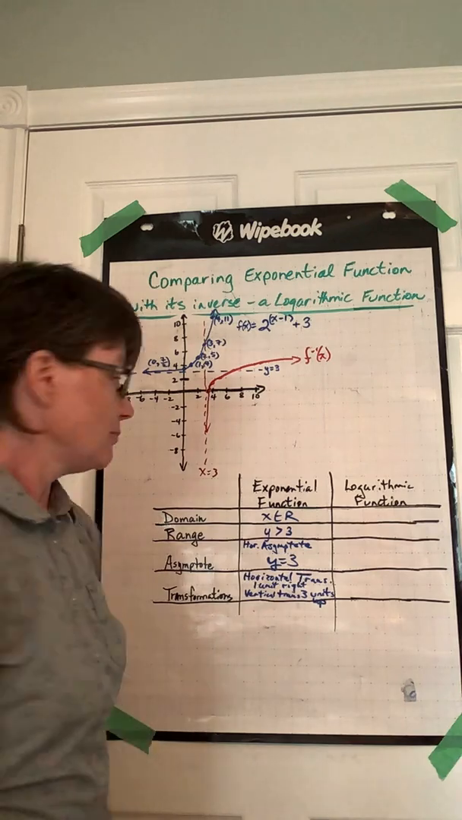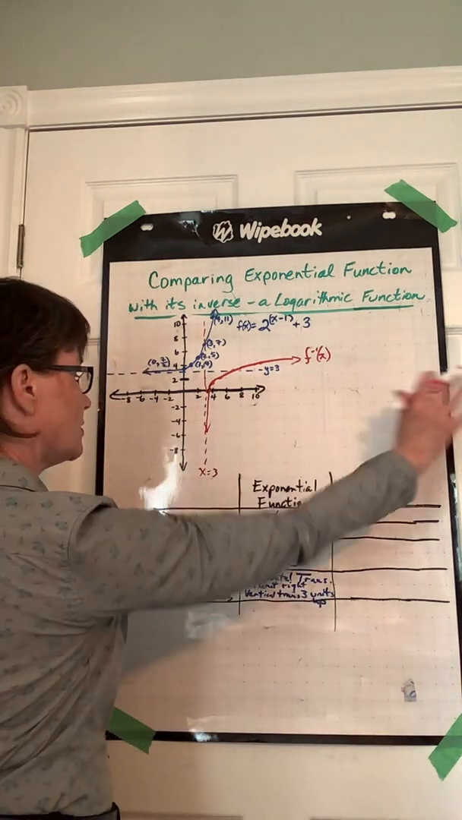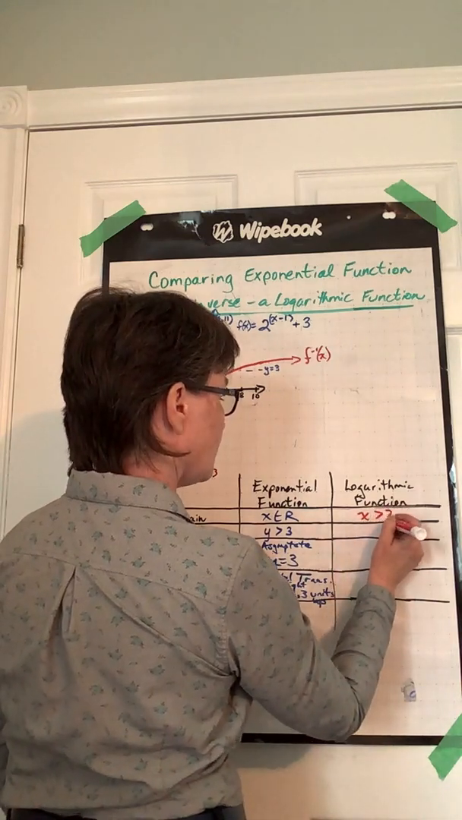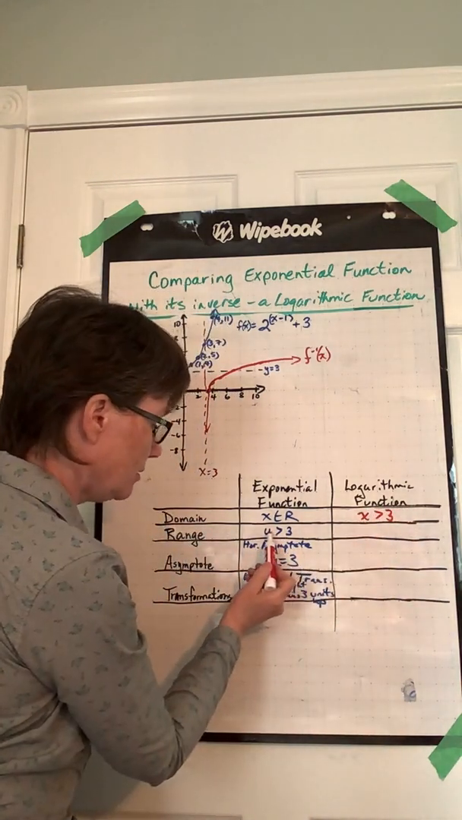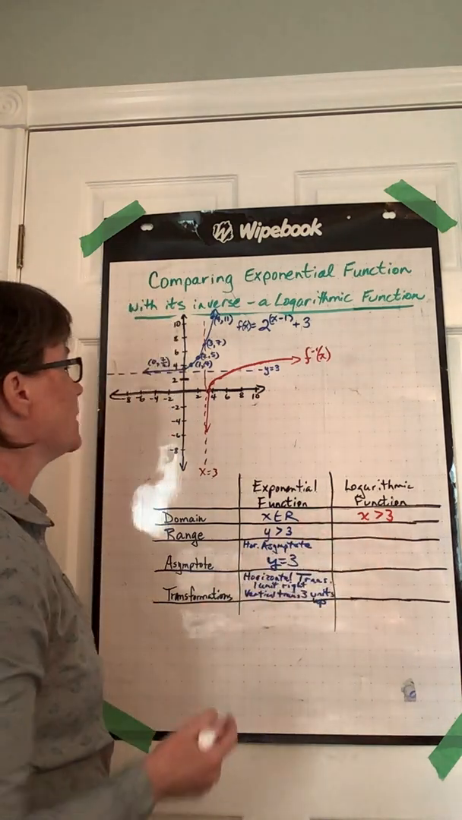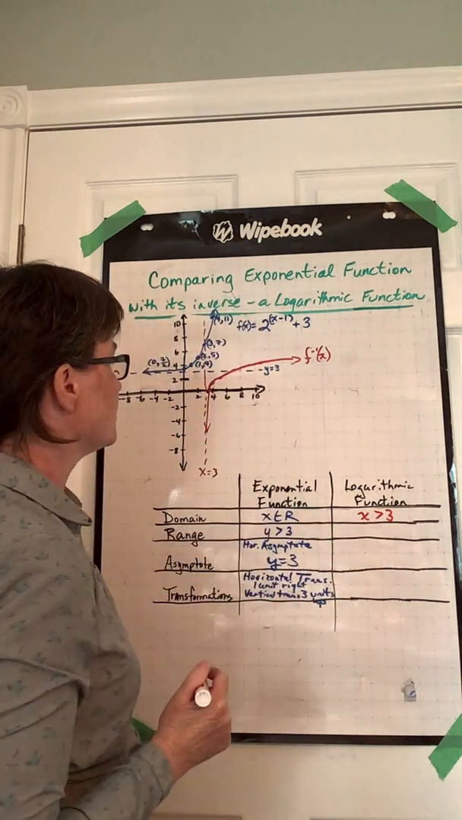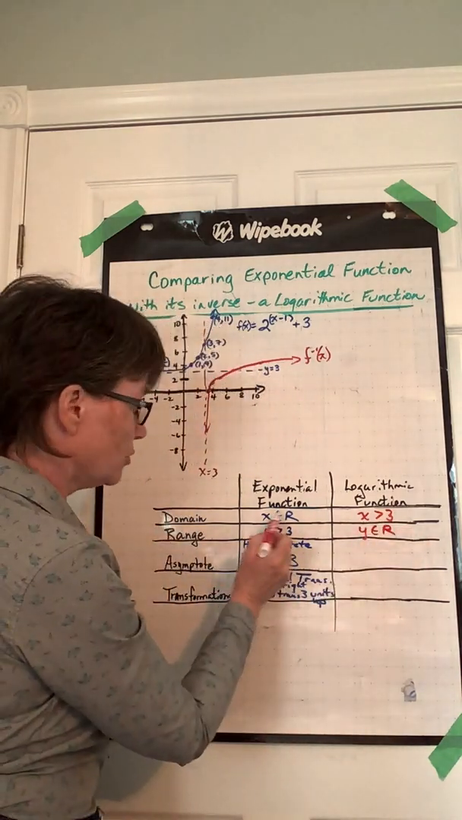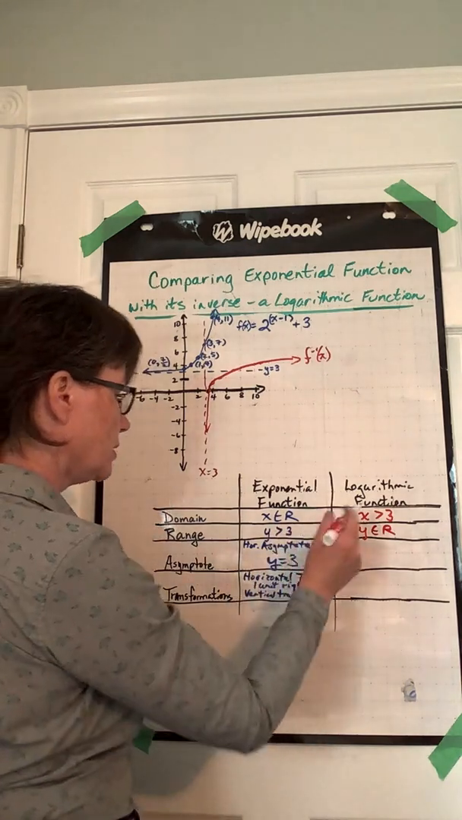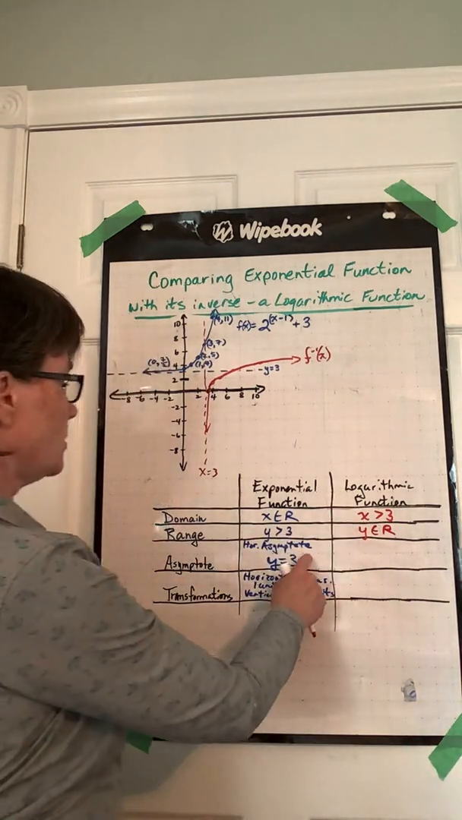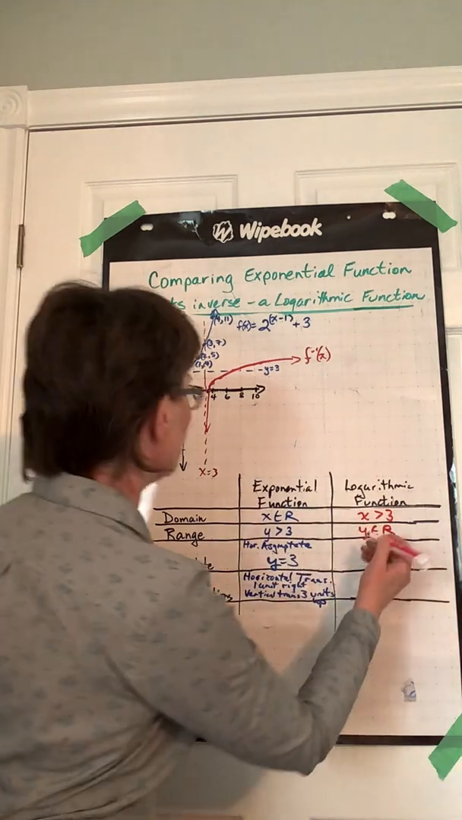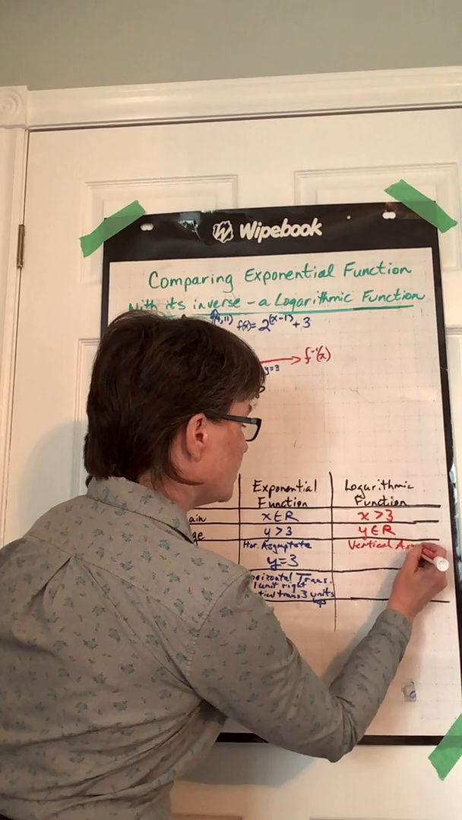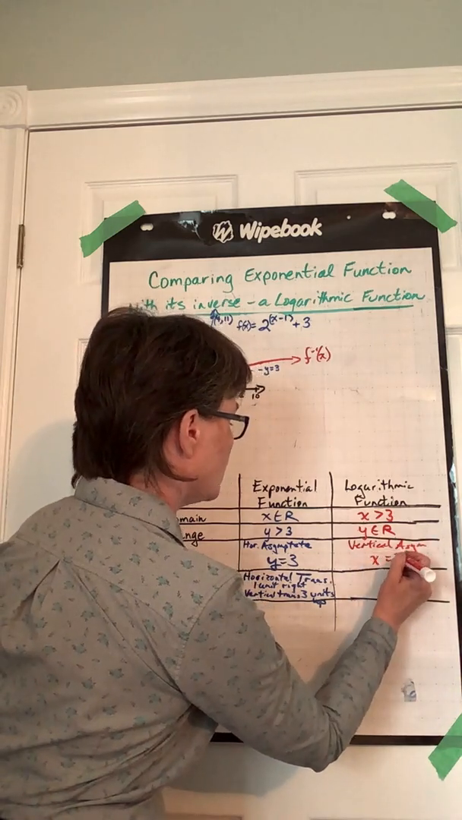Let's look at this inverse function. The domain of this inverse function is anything bigger than 3. Notice the range became the domain. The range of this function is y is an element of R. Notice again, the domain became the range here. The horizontal asymptote on our exponential function becomes a vertical asymptote on our log function, and the equation of that is x equals 3.